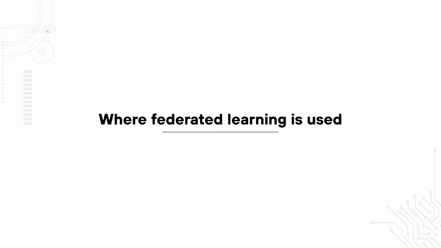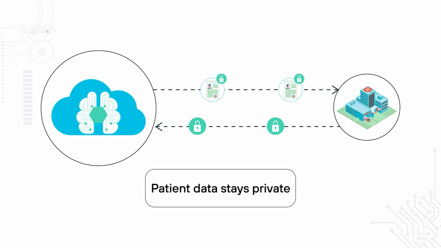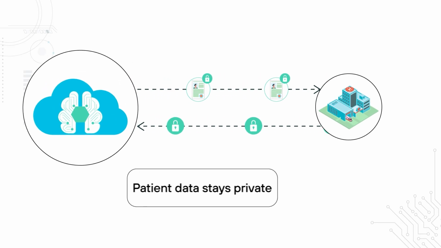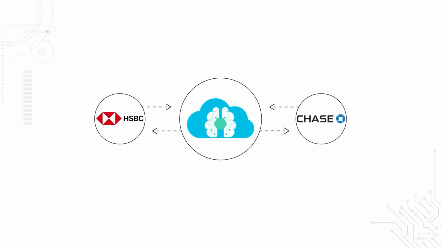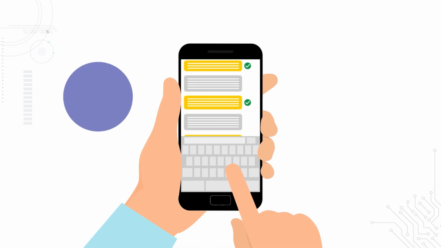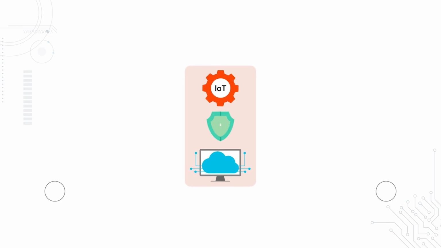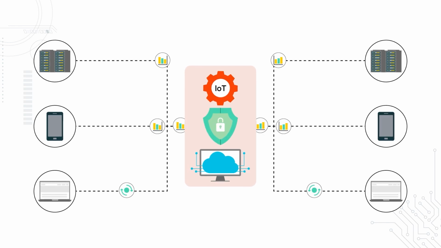Despite these, federated learning is being used in real-world systems today. In healthcare, it's helping hospitals train on sensitive data without sharing it. In finance, it helps banks detect fraud across institutions without exposing customer data. On smart devices, it powers things like keyboard suggestions or voice recognition without uploading your personal data. And in IoT and edge systems, it supports real-time decision-making while preserving bandwidth and privacy.